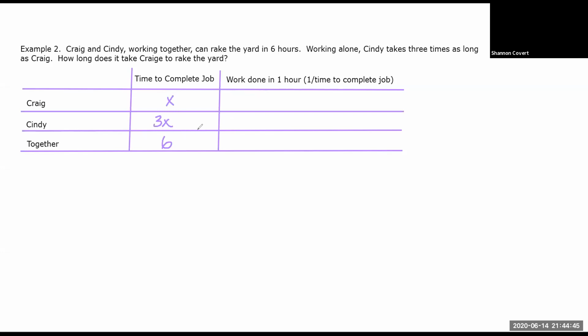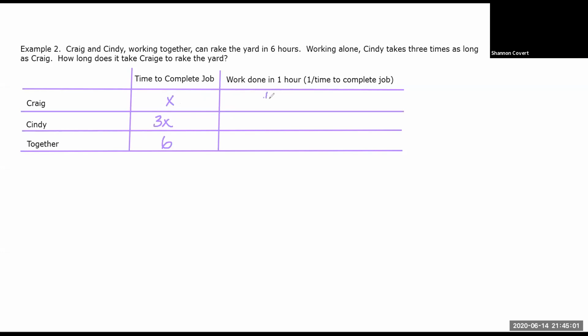Remember I told you when we were going over the notes, you can't add the time to complete the job because the whole point is doing things together should shorten the time. That's why the work done in 1 hour is so important. We have to find that rate.